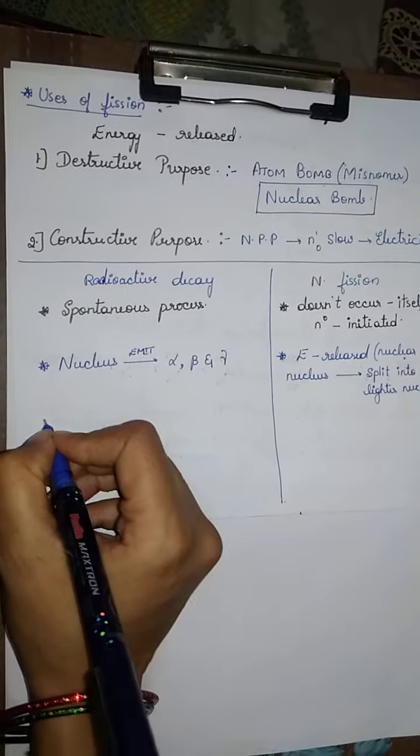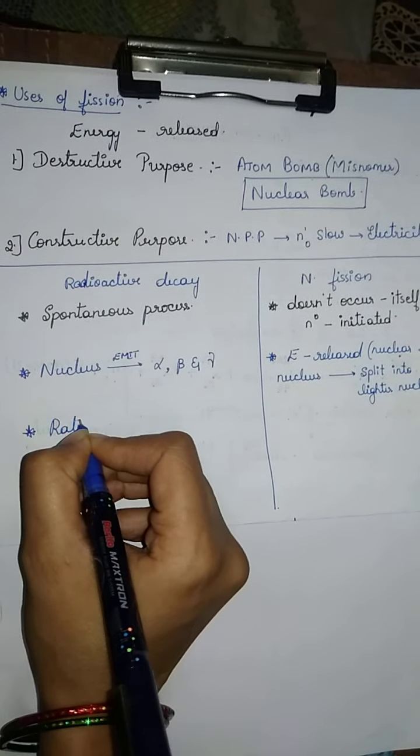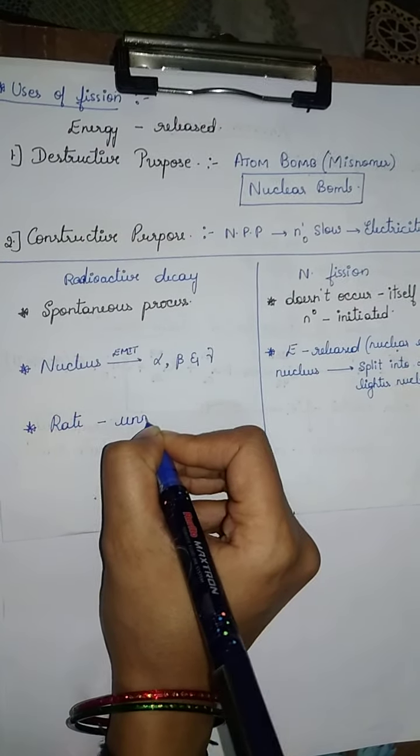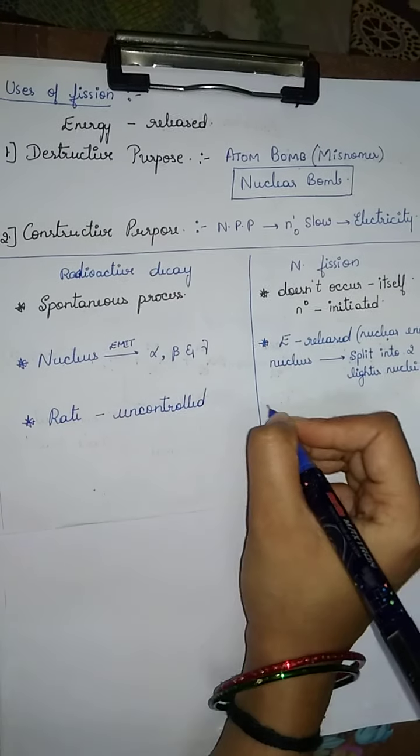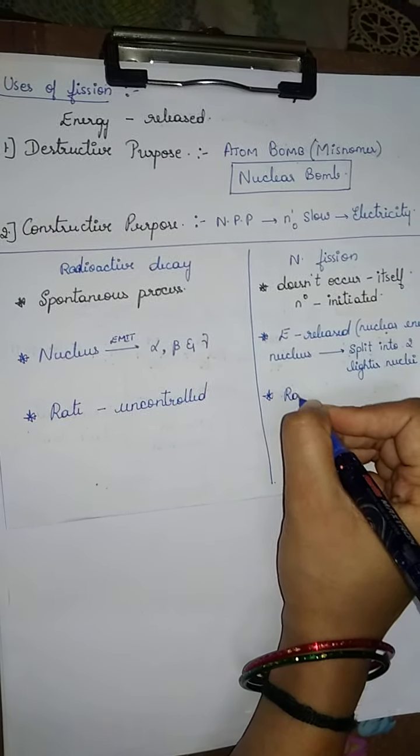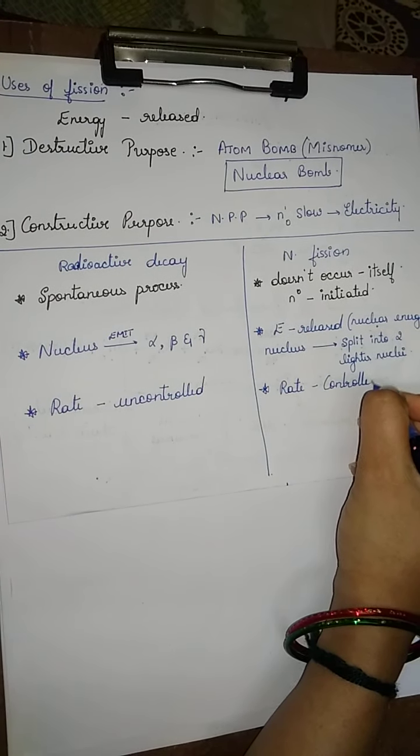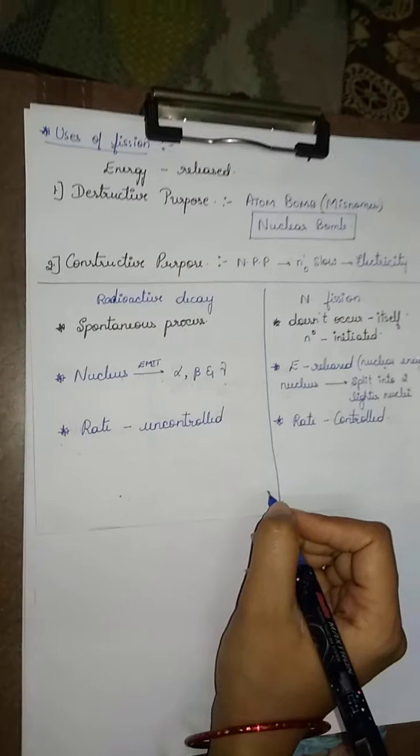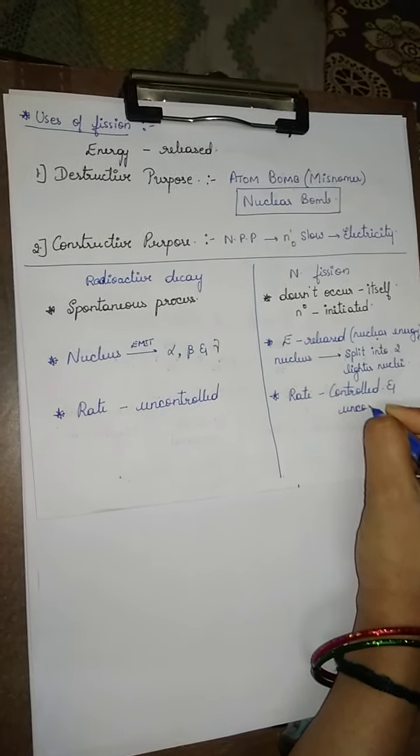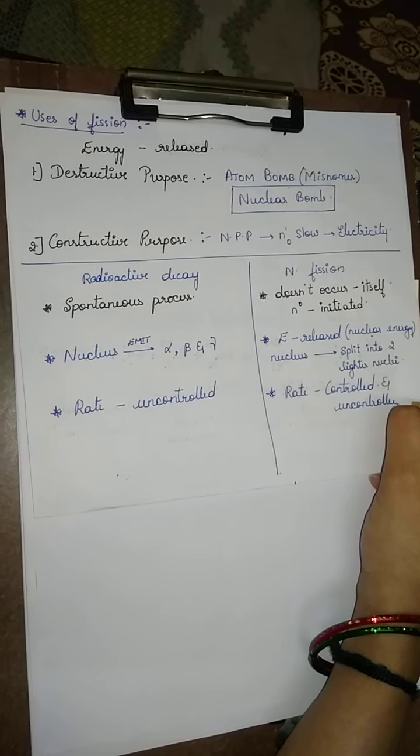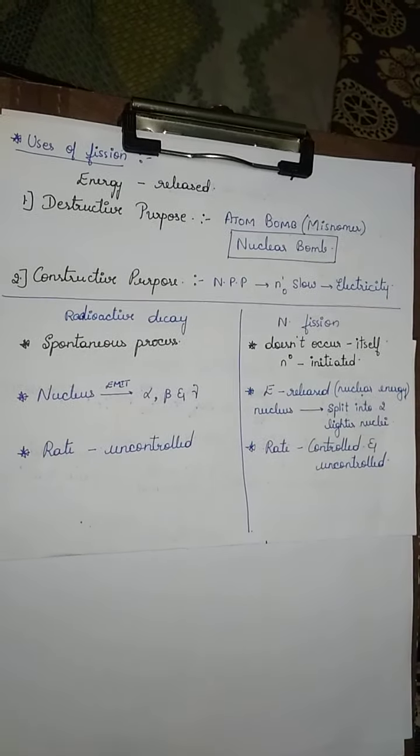Now the last one: in radioactive decay, we cannot control the rate, so it is uncontrolled. But in fission we have both, the rate can be controlled as well as uncontrolled. So this is the difference between radioactive decay and nuclear fission.